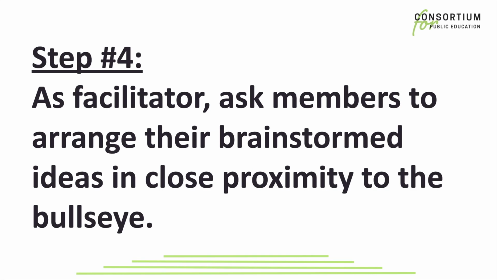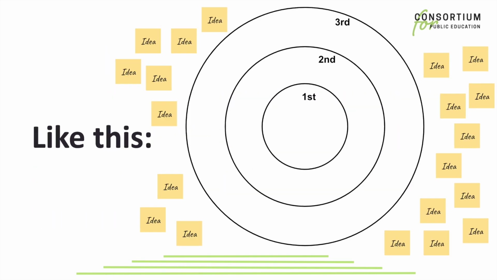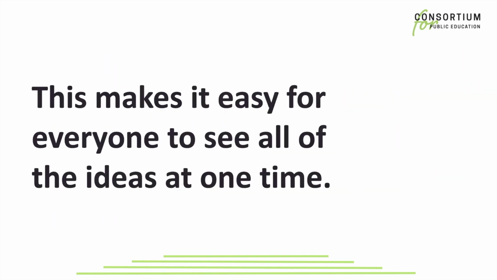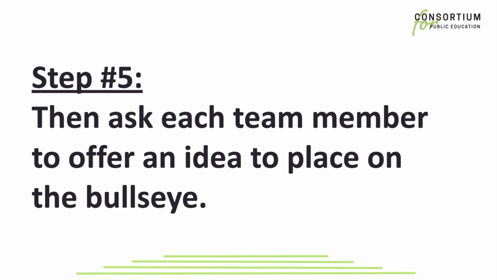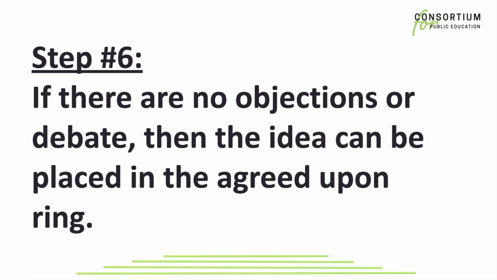Step 4. As facilitator, ask members to arrange their brainstormed ideas in close proximity to the bullseye. Like this. This makes it easy for everyone to see all of the ideas at one time. Step 5. Then ask each team member to offer an idea to place on the bullseye.